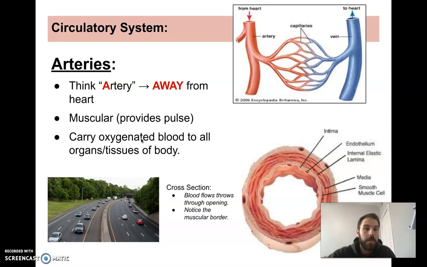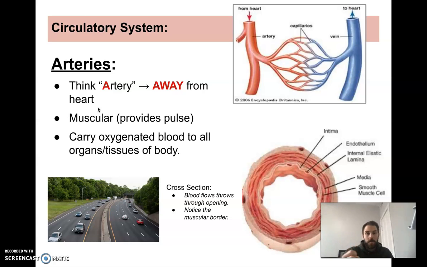There are three different types of blood vessels that carry blood through your body. And so what are they and why are they different? Why are they important? The first one we're going to talk about are arteries. All right, so first of all, when you think arteries, think away from the heart. So arteries are any blood vessels that travel away from the heart.